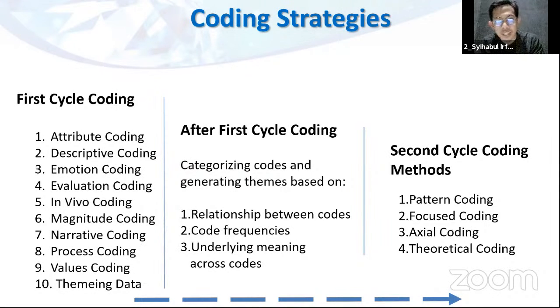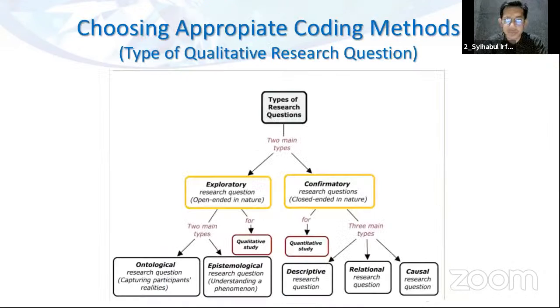And after first cycle coding, categorizing codes and generating themes based on relationship between codes, code frequencies, underlying meaning across codes. And the second cycle coding methods, we may use pattern coding, focus coding, axial coding, theoretical coding. It's also preference. We use particular coding for particular data, and also based on research questions.